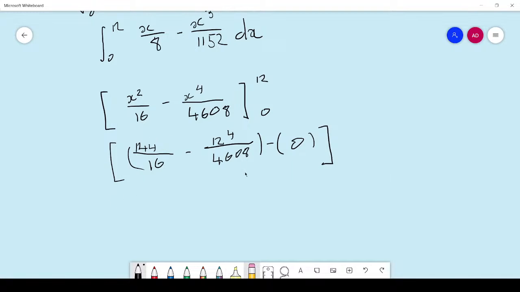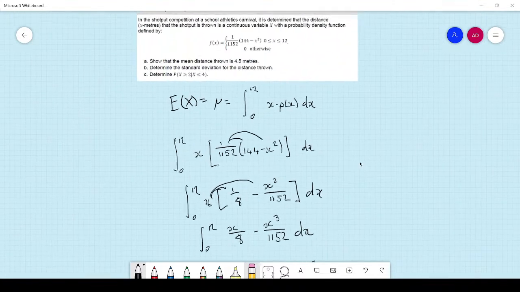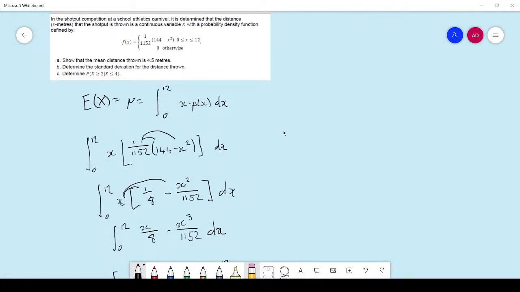Right, so this whole thing evaluates to 4.5, which is perfect. Yeah, that was pretty straightforward. Just take the integral between 12 and 0, make sure we copy down this correctly. So that's part A done.